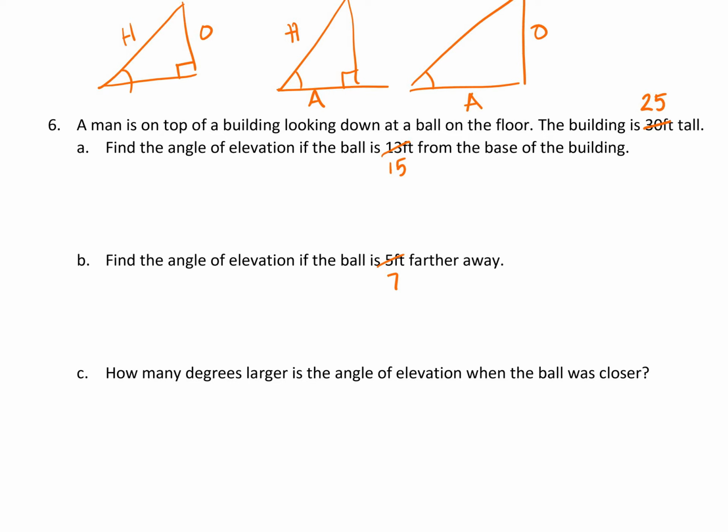A man is at the top of a building looking down at the ball on the floor. So he's up here. There's a ball on the floor somewhere. The building is 25 feet tall. Find the angle of elevation if the ball is 15 feet from the base of the building. Okay, so here's our ball. He's up here looking down. So the angle of elevation from the ball looking up is right here.